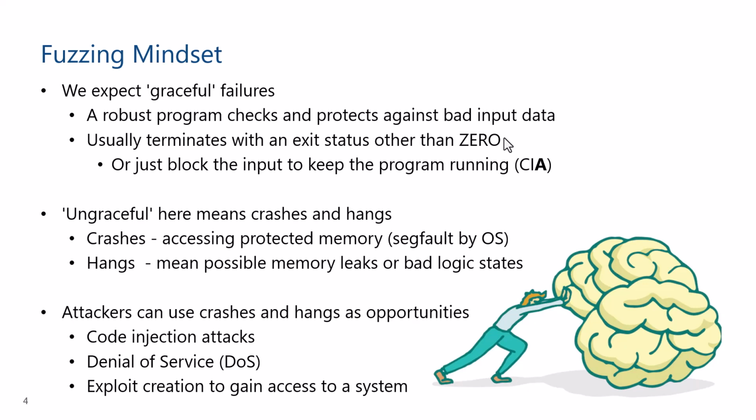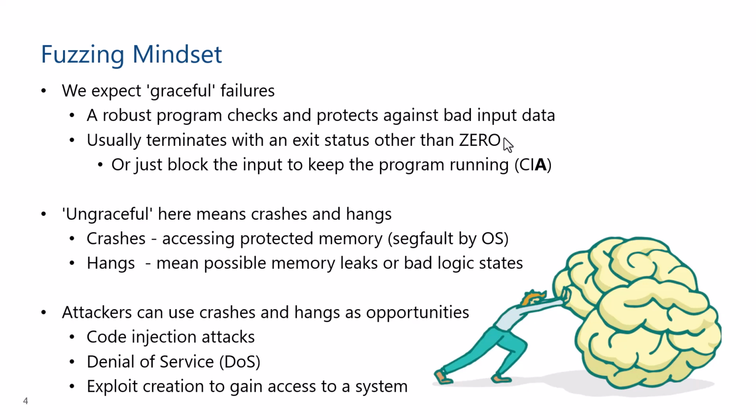We have to understand the fuzzing mindset. I think that some folks, when they're first hearing about fuzzing, including myself, say, well, isn't this just a bunch of negative tests? I already have tests to do that. Well, we expect your program to have graceful failures. Now, a robust program checks and protects against bad input data, but robustness is about the whole program itself. So it might not be right where that data is getting inputted, but it might be down the path somewhere. So we want to make sure your program can handle these things.